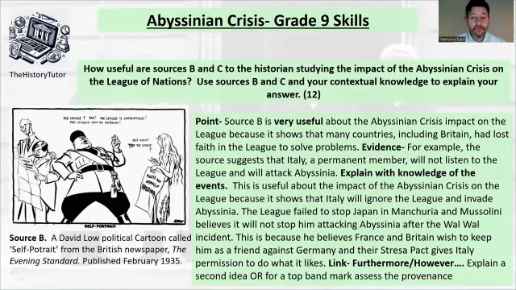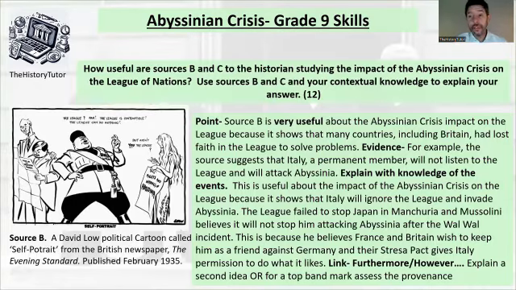Okay, so here's what I've gone for. This is useful about the impact of the Abyssinian Crisis on the League because it shows that Italy will ignore the League and invade Abyssinia. The League failed to stop Japan in Manchuria, and Mussolini believes it will not stop him attacking Abyssinia after the Wal Wal incident. This is because he believes that France and Britain wish to keep him as a friend against Germany, and their Stresa Pact gives Italy permission to do what he likes. Okay, so I've gone on Stresa Pact knowledge and talked about Manchuria.